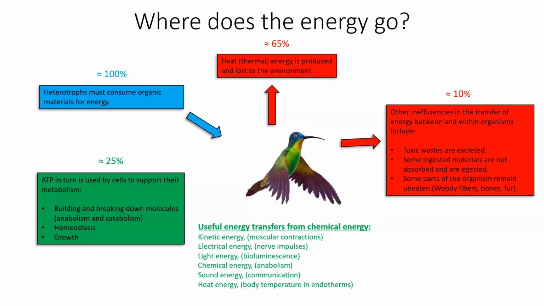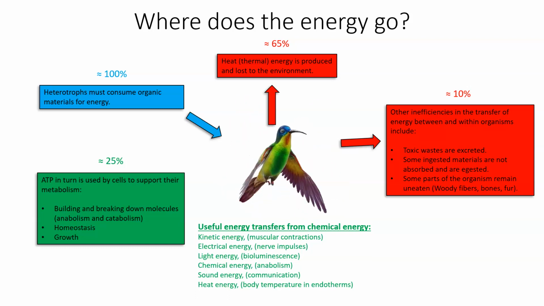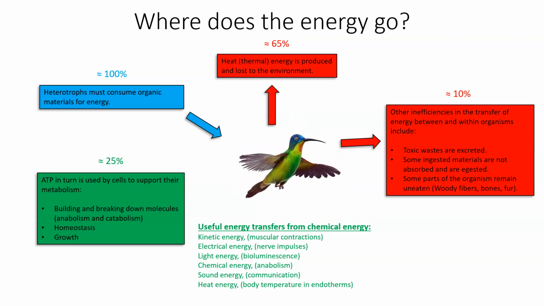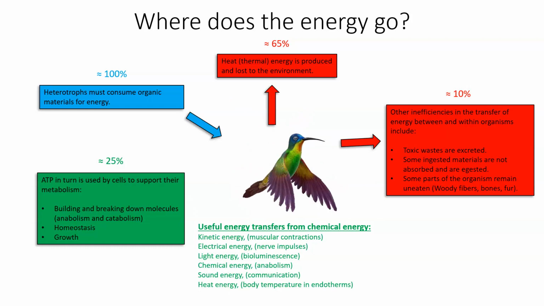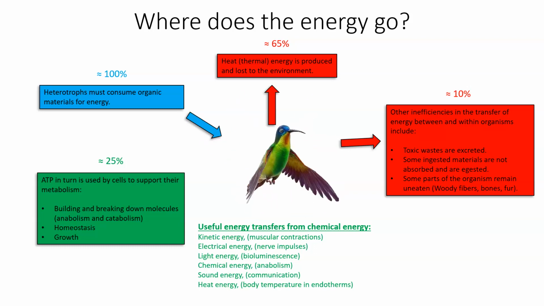We don't store energy in that. We don't waste energy in that. That is literally the amount of energy it takes us to live. So of the 100% of energy that we consumed, 25% is used by us as the consumer in order to sustain our life. That means we have roughly 75% of the energy we consumed remaining.